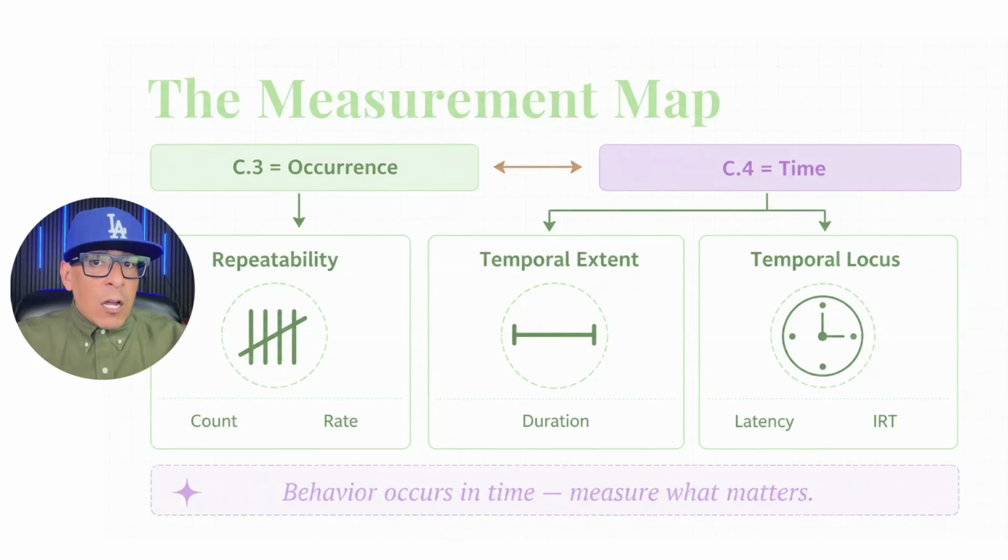E3 focuses on measuring occurrence like count, frequency, rate, and percentage. E4 focuses on temporal dimension like duration, latency, and interresponse time. On the exam, listen for what the question is asking you to capture: how many times, how often per time, what proportion, how long, how delayed, or how much time between responses.